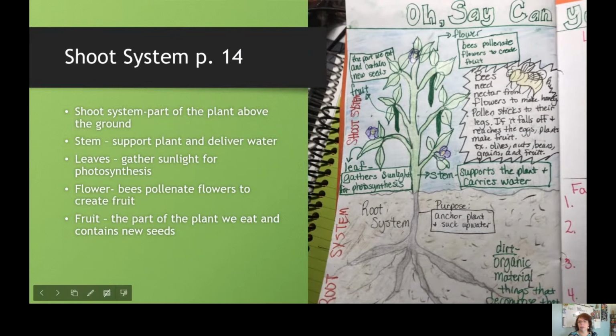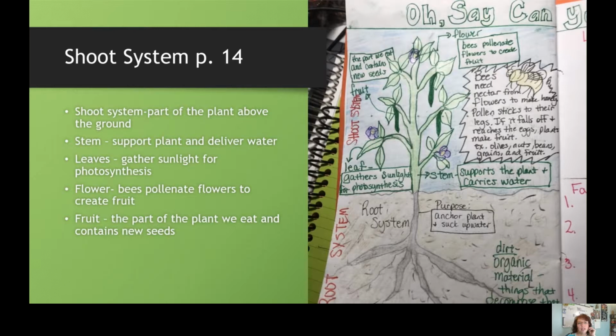Let's talk about the shoot system. The shoot system is on the top half of the page. The shoot system includes the parts of the plants above the ground. All right, so you can see the tall stem that I made, and there's a stem. The stem supports the plant and carries the water. So be sure you list that as you're drawing your stem.